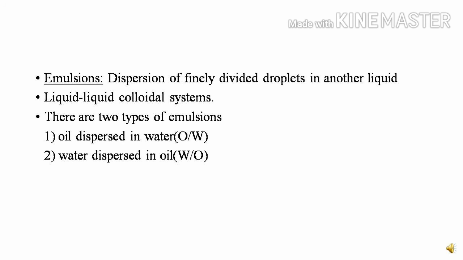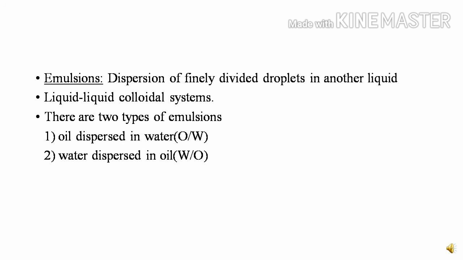Next we are going to learn another important type of colloid, that is emulsion. Emulsion means dispersion of finely divided droplets in another liquid. That means when one liquid's droplets are dispersed in another liquid, we call it an emulsion. I repeat, when liquid droplets are dispersed in another liquid, such a colloid is called an emulsion. So emulsions are examples of a liquid-liquid colloidal system. That means in this case both dispersed phase and dispersion medium exist in the liquid state.